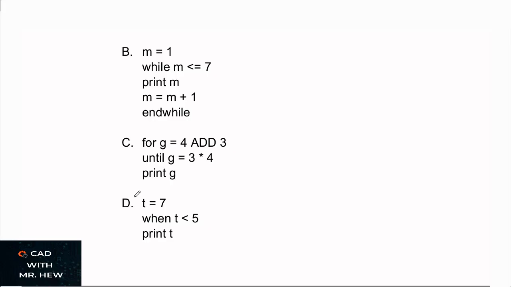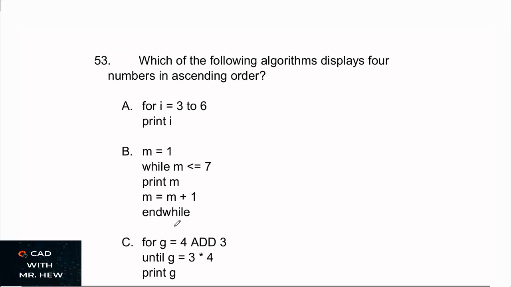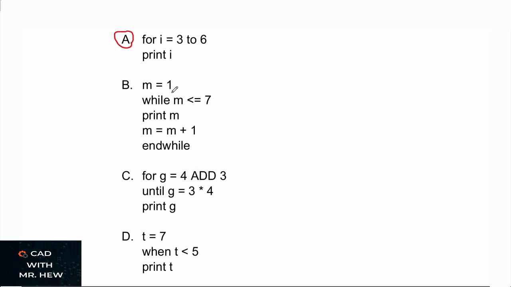The next option for D is t is equal to 2, t is equal to 7. When t is less than 7, print t. So which answer did you get for question 53? The correct answer for which of the following algorithms displays numbers in ascending order? The correct answer is A. Did you get it correct?